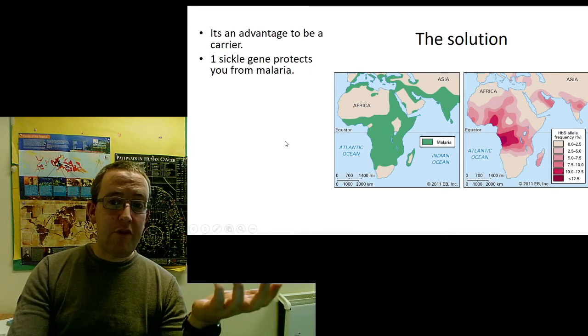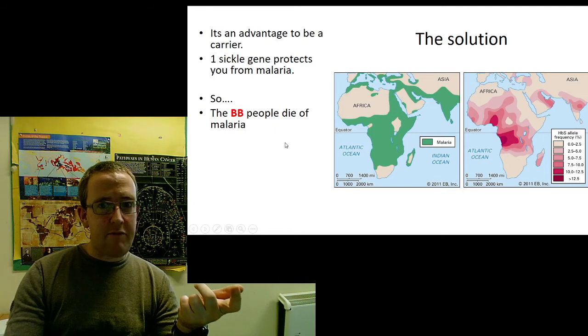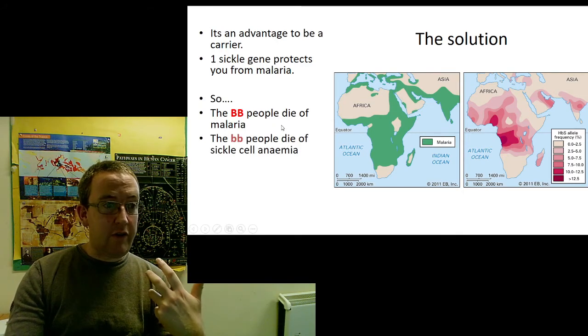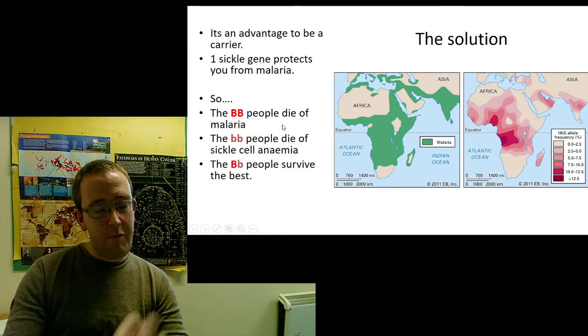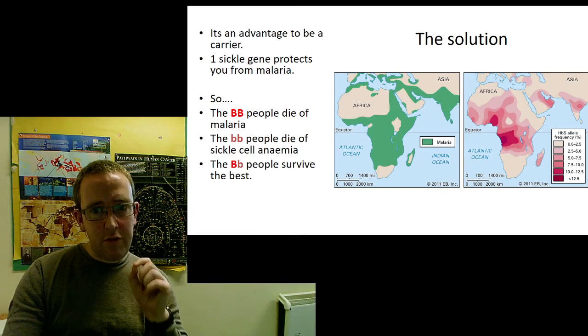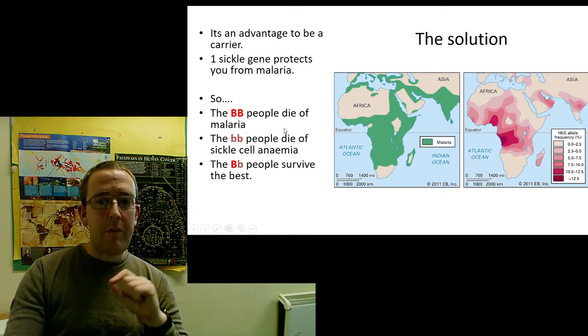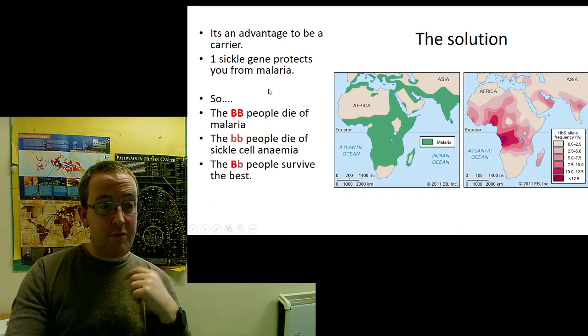One sickle gene protects you from malaria, so the big B people are likely to die of malaria because it's very common in those areas. The little b people will die of the sickle cell anemia without blood transfusion. So actually the people who survive the best are the heterozygotes, right? The people with so-called sickle trait. Even though it makes them a little bit sicker, it protects them from something that's arguably as big a threat.